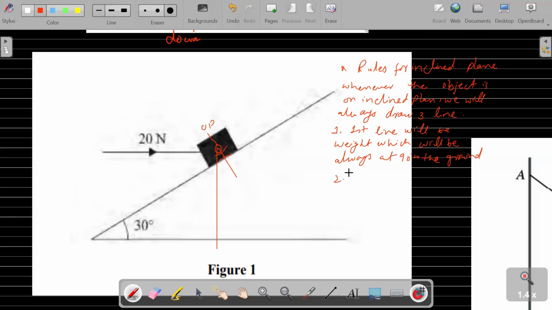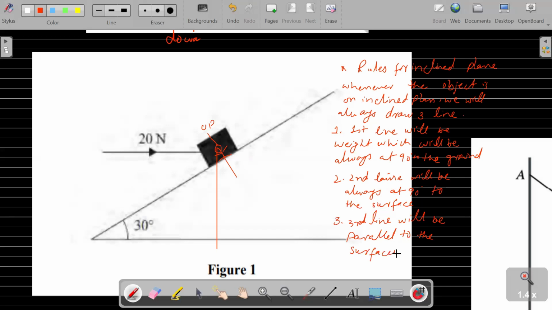Second line will be the downward force, which will always be at 90 degrees to the surface. And the third line will be parallel to the surface. Three lines will be drawn whenever our object is on an inclined plane.